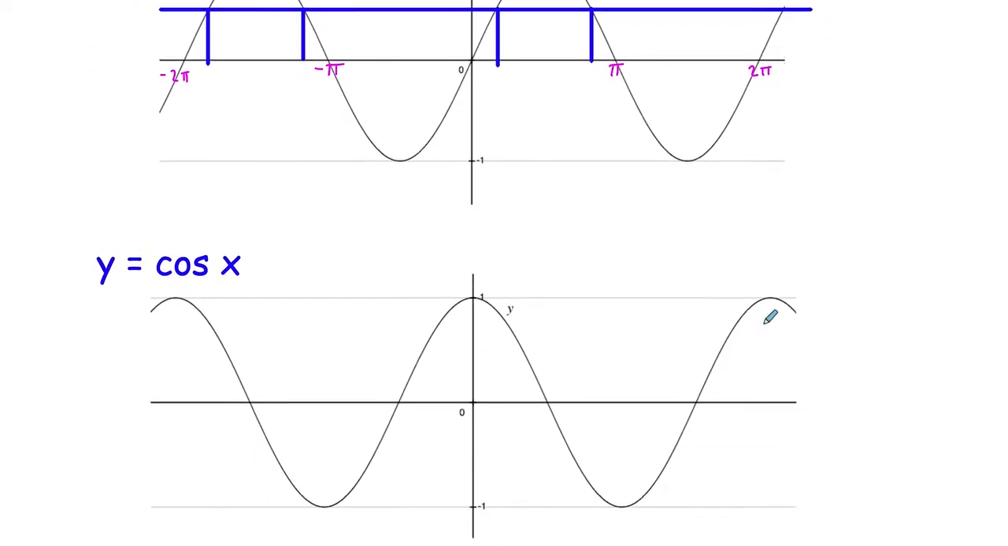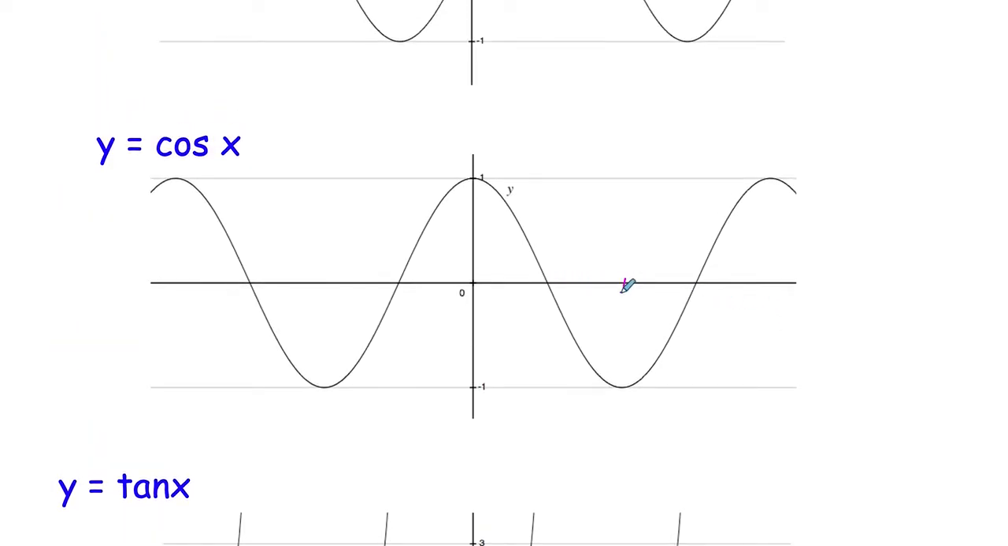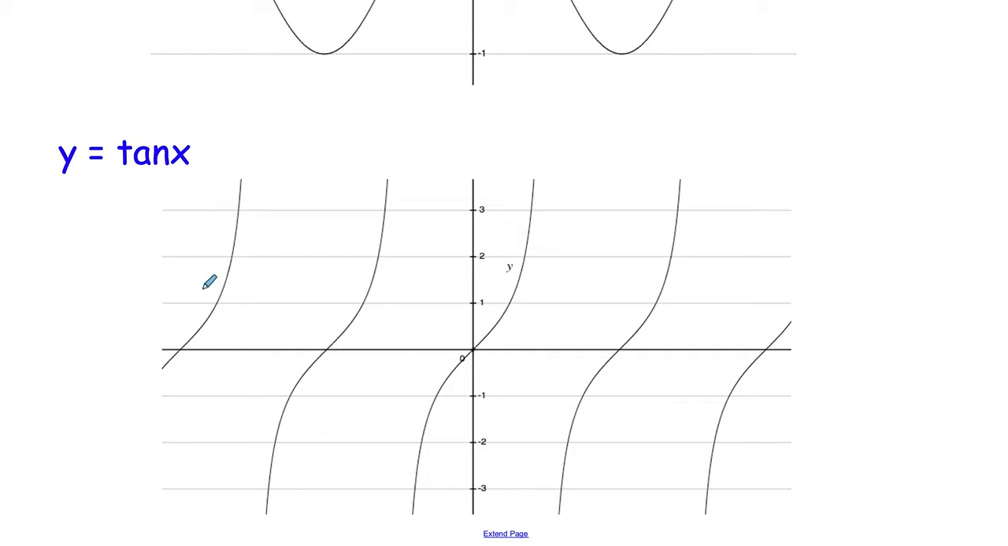And that's true for the cos graph and for the tan graph as well. So again, pi would be here, 2 pi, minus pi, and minus 2 pi. And the tan graph repeats every 180 degrees, so that's every pi radians. So pi there, pi over 2 is an asymptote, 3 pi over 2 is an asymptote, 2 pi would be there, and the same for the negative side as well.